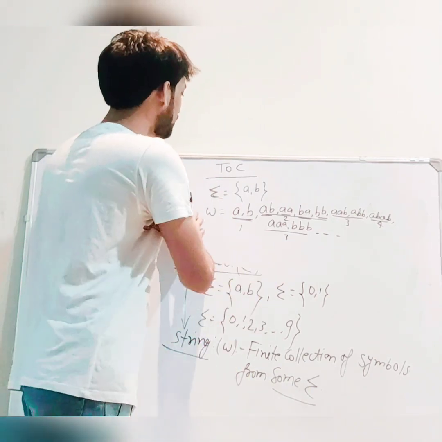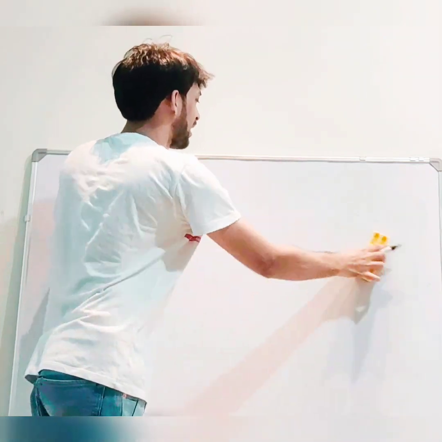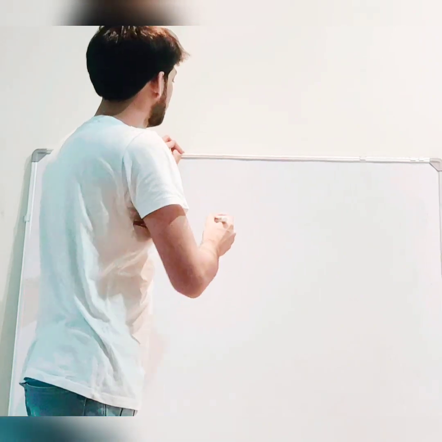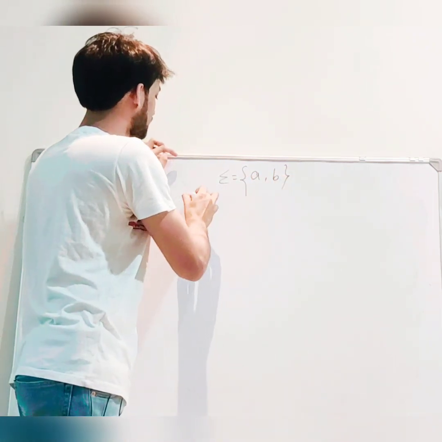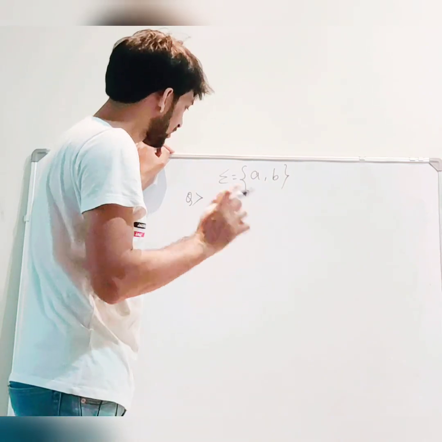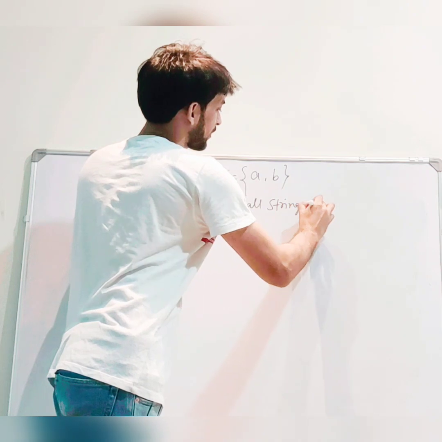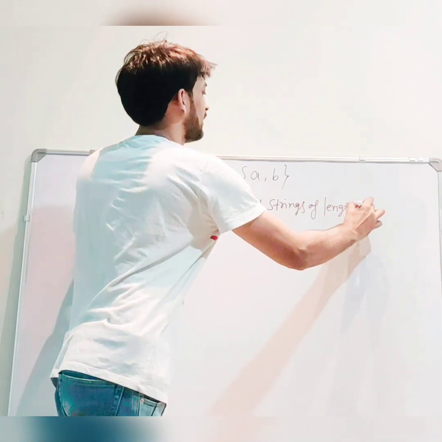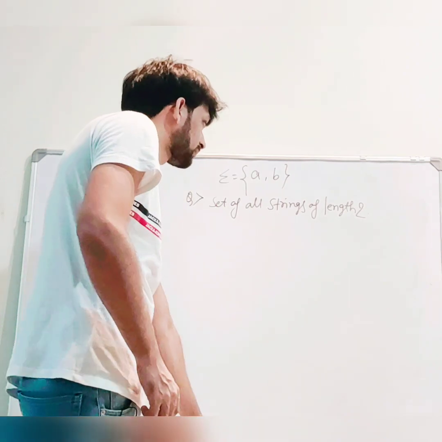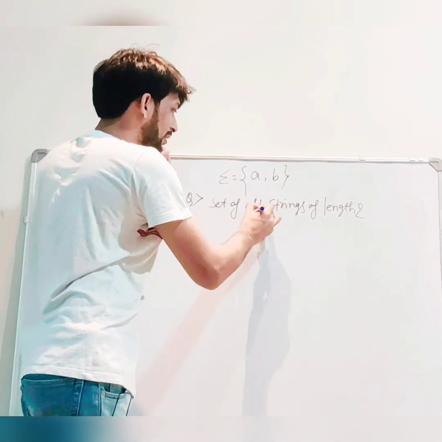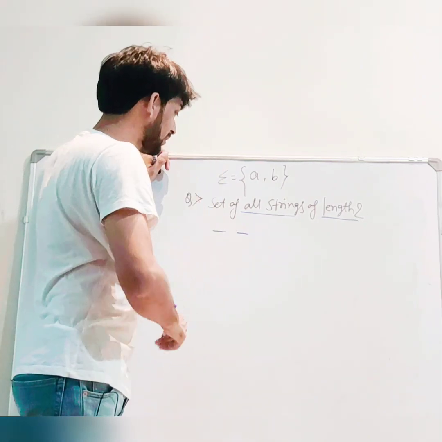Now let sigma equal A comma B, and my question is: what are all the strings, that is, the set of all strings of length 2 over this alphabet? What does it mean? It means I want all strings of length 2, and these 2 spaces can be filled with A or B.